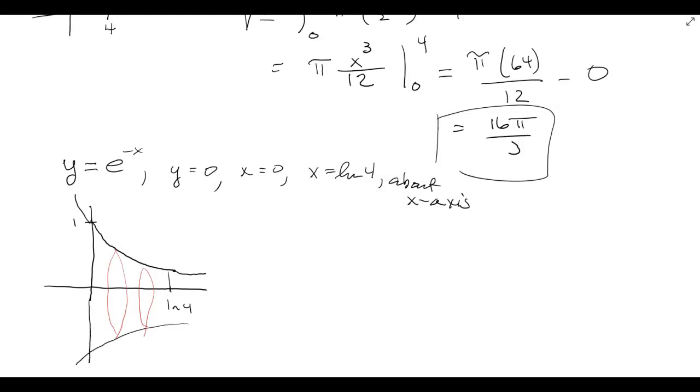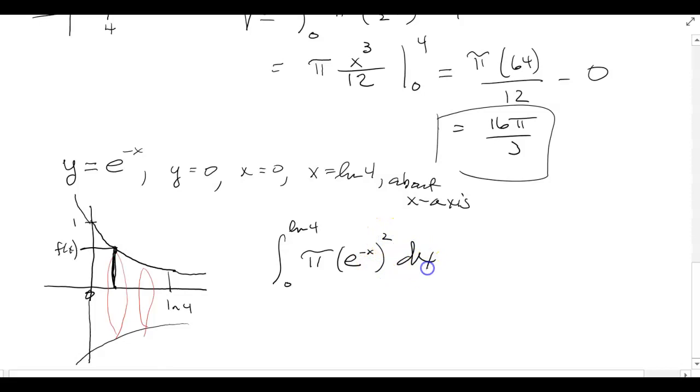And we just got to get the area. We're going to add up the area of infinitely many of these circles. So to do that, we have to go from 0 to ln 4. All right, so the area of each circle is pi r squared. R is simply going to be represented by your f of x. So our f of x is e to the negative x squared dx. All right, that's our function.